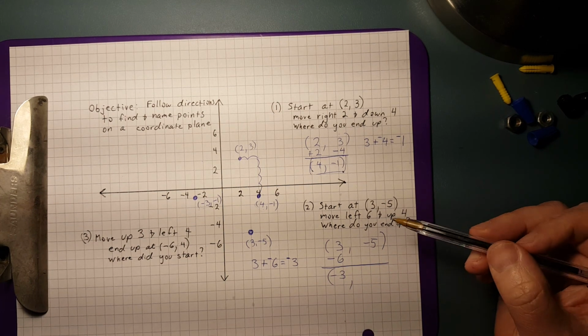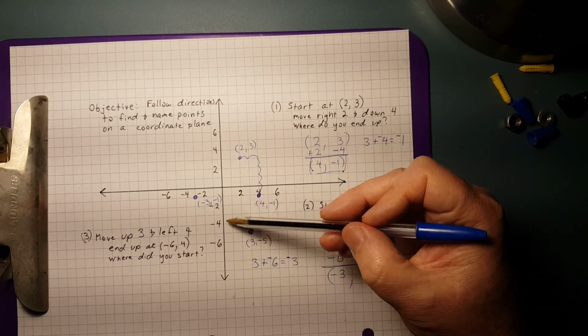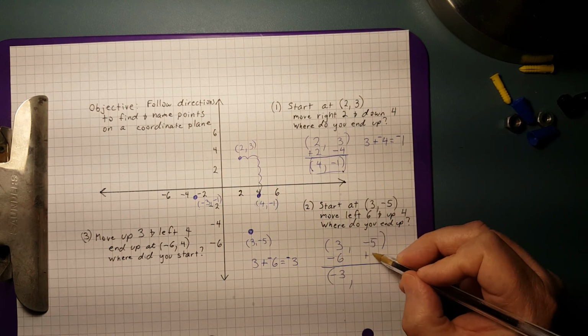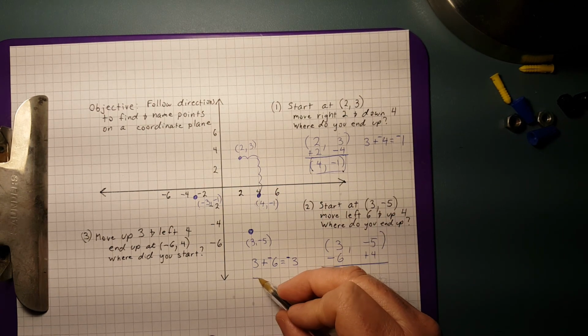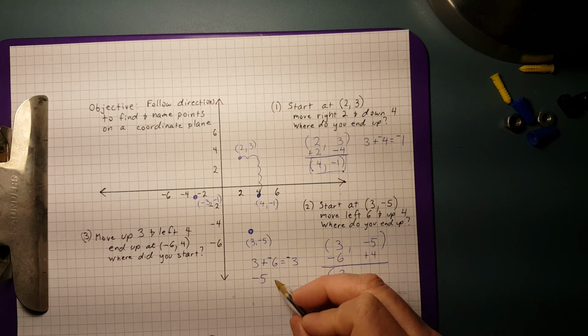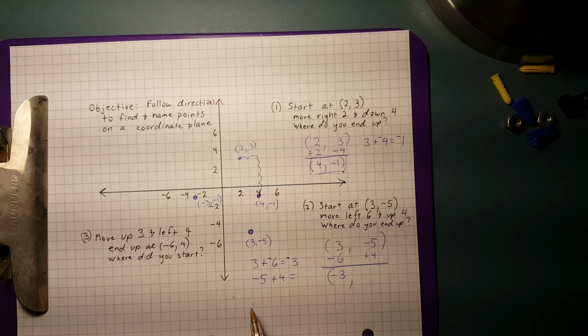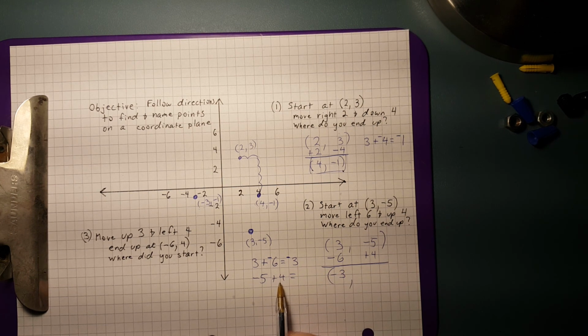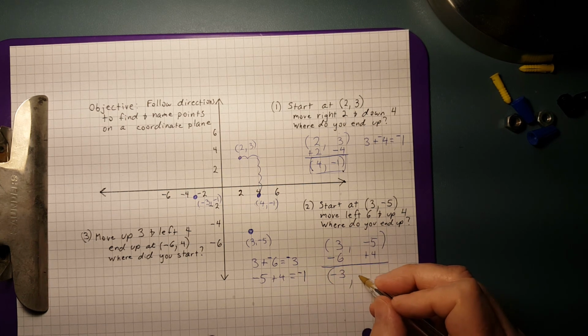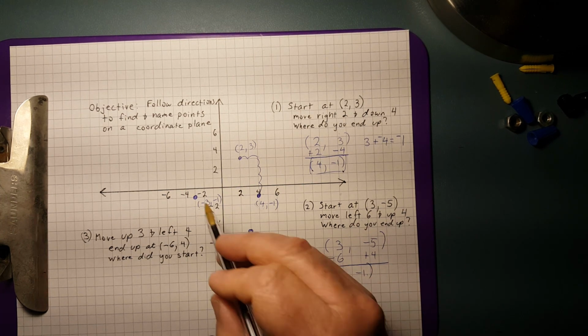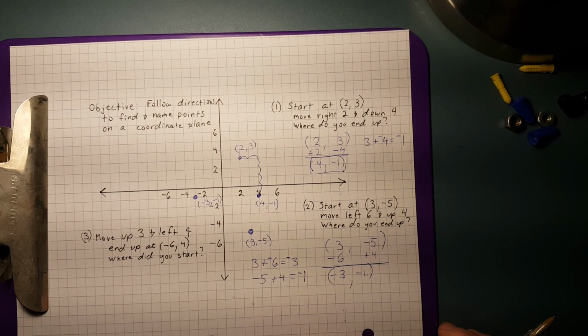Up 4 means we're adding 4 to the y-coordinate. So now we have negative 5 plus 4. We're adding integers with unlike signs, so first we find the difference. 5 minus 4 is 1. Use the sign of the digit that's furthest from 0, which is negative. So we get negative 1. We get the same answer either way we do that.